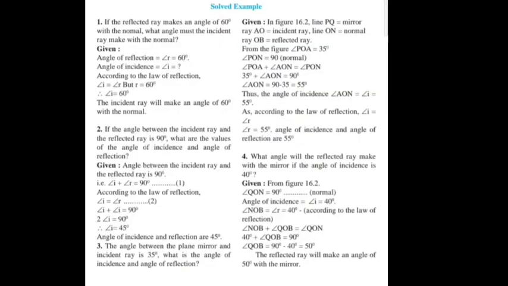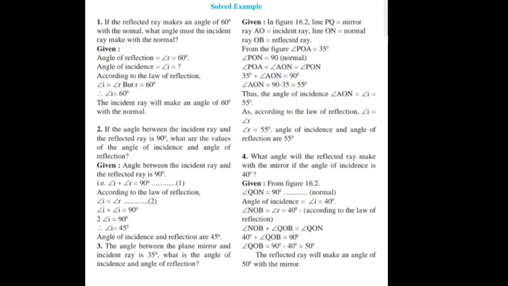Okay, so children, I hope you all have understood the chapter well. Here some solved numerical examples are given, children. So we'll just see the first example, that is, if the reflected ray makes an angle of 60 degrees with the normal, what angle must the incident ray make with the normal?